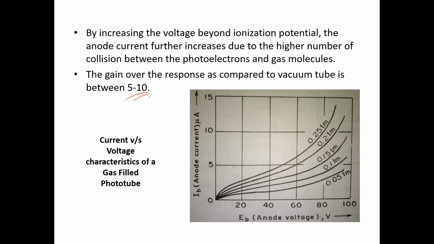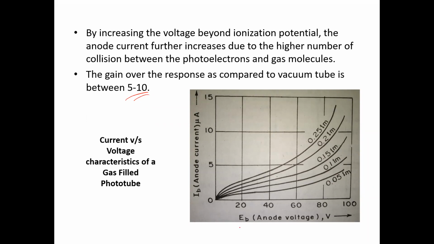However, a slight disadvantage would be that whereas in vacuum type phototubes, the relationship between the light intensity and the generated current was linear, here the relationship will tend to become non-linear for higher voltages. However, for applications which require a device of higher sensitivity, this could be used as an alternative to the vacuum type phototubes.